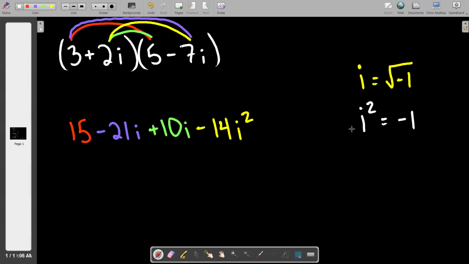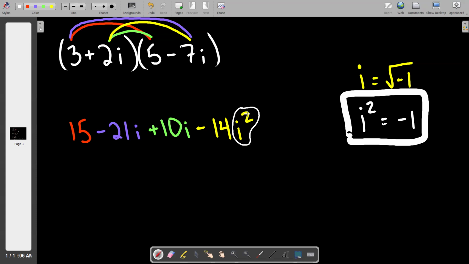This piece, I'm going to put a big fat white box around it. This is absolutely critical for you for the next week, and beyond, but specifically for this week. i squared equals negative 1. That's important because I see right here an i squared. What does that equal? Negative 1. So if I take my magic eraser and get rid of i squared and put times negative 1, then it would just be plus 14.